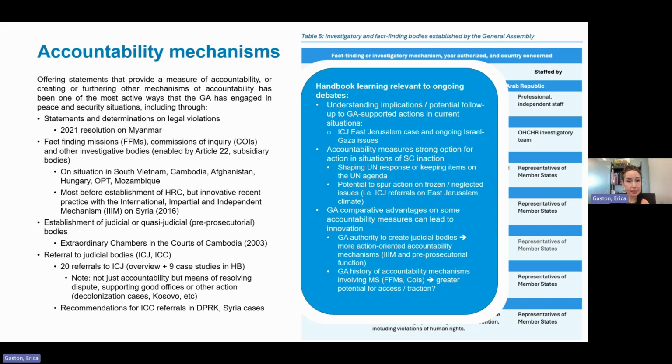And then last, it's important to look at some of these examples because they give ideas for future innovative action. So in the example I mentioned with the IIIM related to Syria, that and its pre-prosecutorial function, it gives an illustration of how in certain cases the GA might have a bit more of a comparative advantage in creating judicial bodies that are leaning more towards actions. Can also look at other examples of the GA-supported accountability mechanisms. So we described several of the FFMs and the commissions of inquiry. Often they were directly involving member states in those commissions rather than having outside experts. And so they were often paired with and used to facilitate other good offices measures at the same time. So quite interesting precedents that could be taken up today.